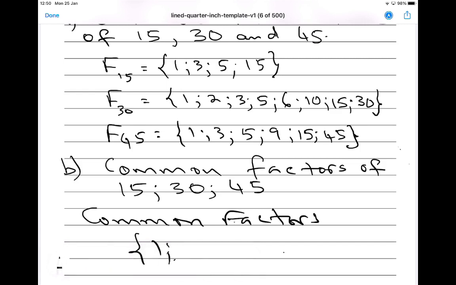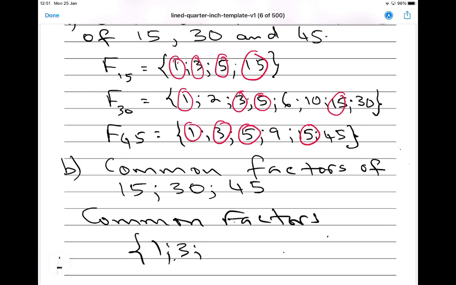Right, what else is common there? It has to be common in all of them. Let me do this. So 1 is common, and 5 is common. Oh yes, there's 3 as well. 3 is common. Anything else that is common? Yes, 15 is common. There's 15 here, there's 15 there, and there's 15 there. So we can then write down the common factors. These are 1, 3, 5, and 15. So these are the common factors of these 3 numbers.